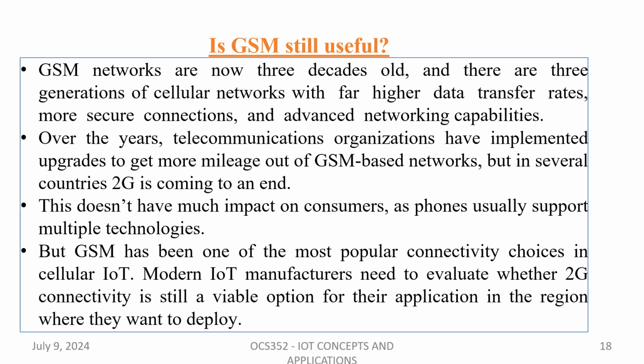A phone usually supports multiple technologies, but GSM has been one of the most powerful connectivity technologies in cellular IoT. Modern IoT manufacturers need to evaluate whether 2G connectivity is still a viable option for their application in the region where they want to deploy. These are some of the introductions about the communication.